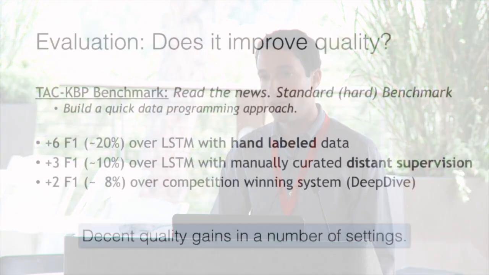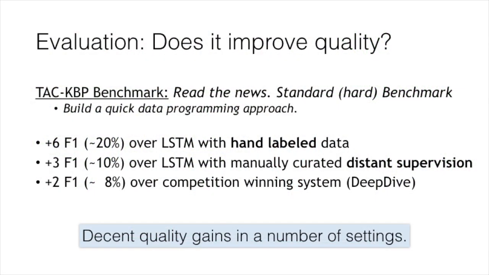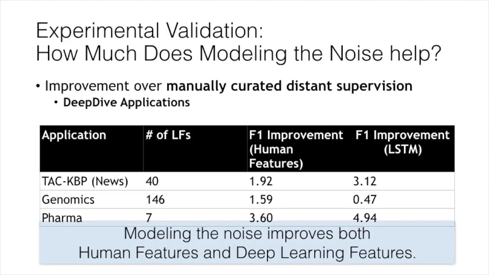I guess I'll skim by these, but some evaluation results on the TAC KBP challenge. It's a standard benchmark in relation extraction. We got some decent improvements with what we think is an easier development process using data programming. And we see improvements in both manually defined features and with, in this case, an LSTM neural network on a variety of tasks that we had previously approached using this data programming method.